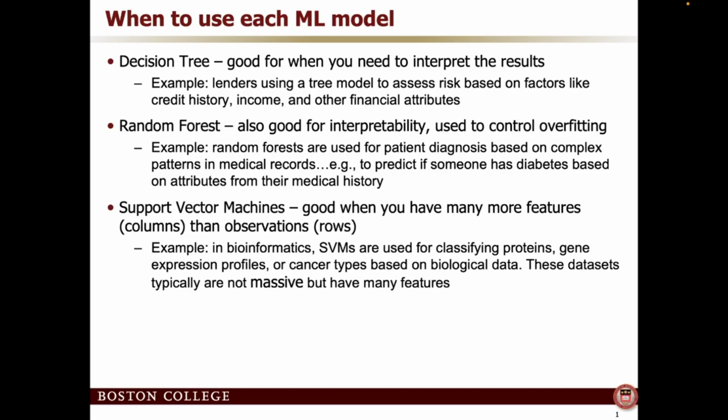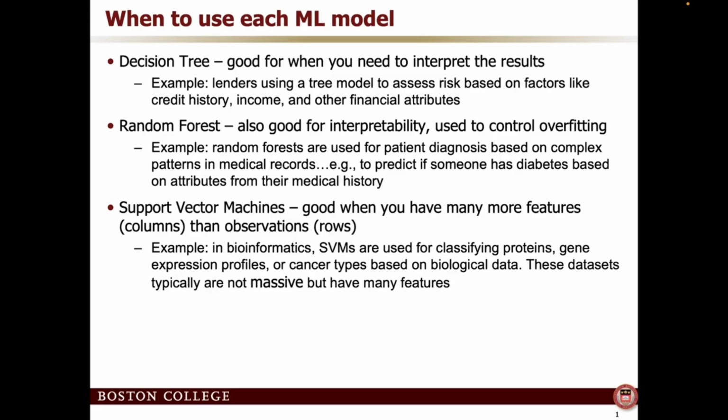When it comes to support vector machines, these tend to be very good when you don't have a huge data set, but you have a lot of features. So think about data sets where maybe you've got like 50 to 100 columns, but you don't have a ton of rows. Support vector machines actually work really well in those scenarios.